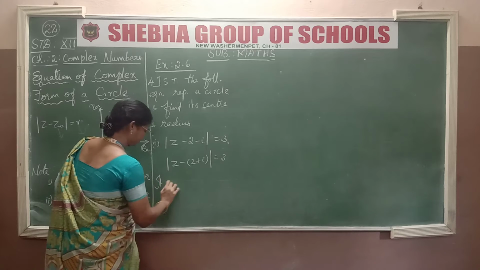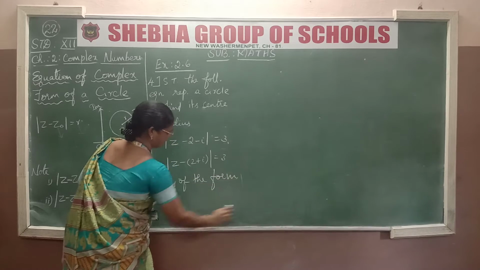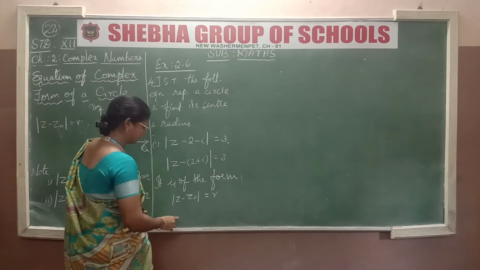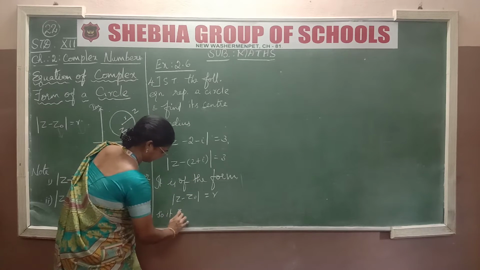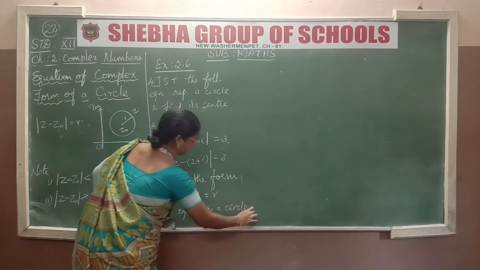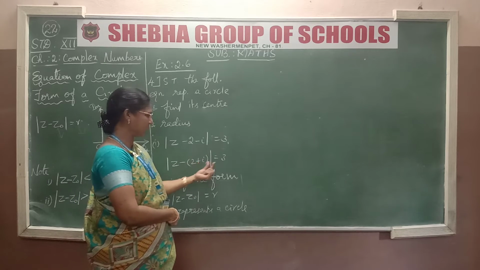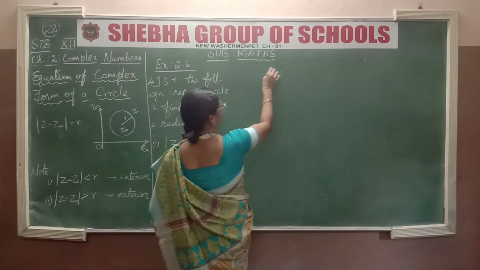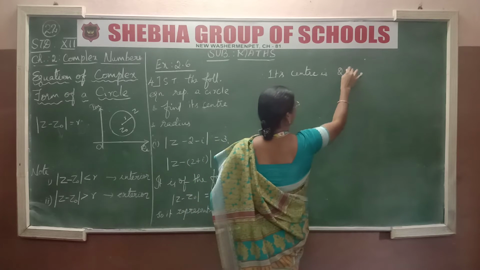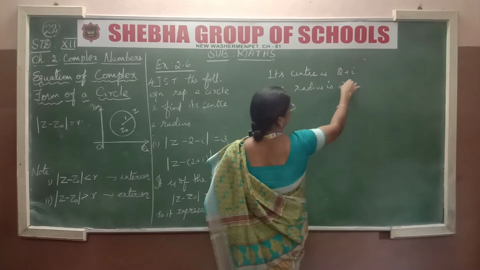So it is of the form mod z minus z naught equal to r. And so it represents a circle. And what is the radius and center? Here center is this 2 plus i and radius is 3. Therefore, its center is 2 plus i and radius is 3. Understood?